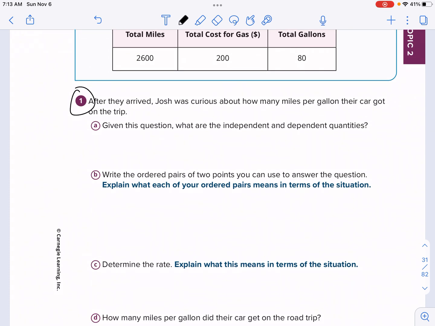This context is going to be used for this page and also the next page, and we're going to interpret it in two different ways. For the first one, number one, after they arrived, Josh was curious about how many miles per gallon their car got on the trip. Let's highlight that. So miles per gallon. I'm going to write that off to the side over here. I'll put MI over GAL.